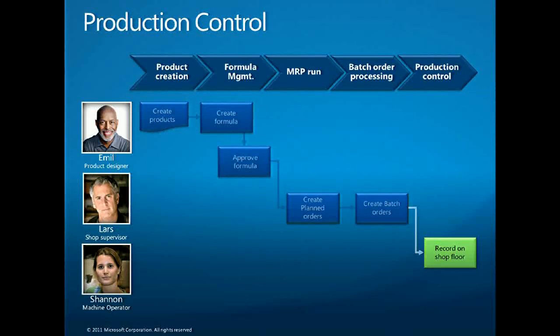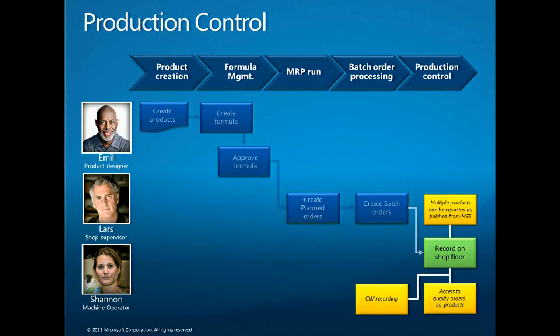Production control. How can Shannon use batch orders to record feedback on the shop floor? So what you can do is catch weight recording. So if you have dual unit of measure, in the past you could not use manufacturing execution together with batch orders. That's the biggest change. Now you can use that, and you can do catch weight recording. It is a little bit more complex, but now the system handles it.